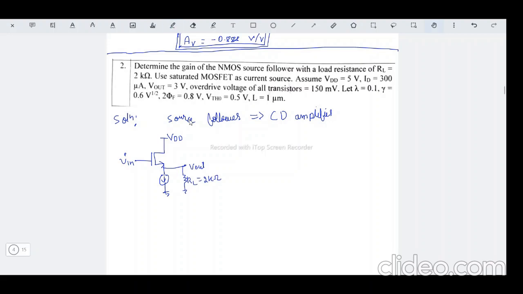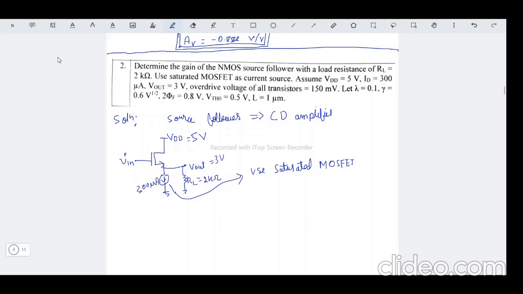They have given a statement like use saturated MOSFET as a current source, meaning MOSFET in saturation region. And VDD is 5 volts, ID is 300 microamperes, and Vout is 3 volts.